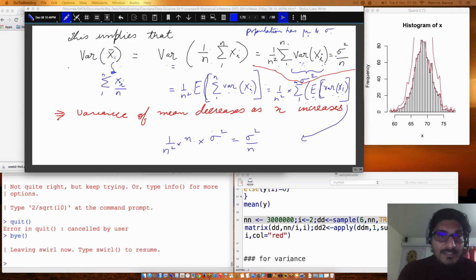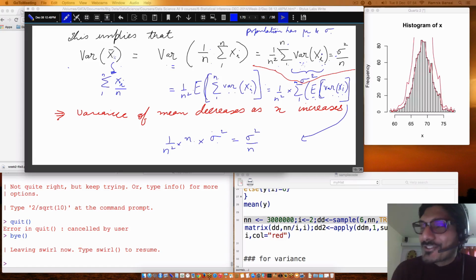What is n? N is my sample size. If my sample size becomes larger, we know this, that if the sample size is larger, and assuming that the samples that are drawn are independent of each other, randomly drawn, that means they will give a more accurate picture of the population. Yes or no? Agree on this? Larger the sample size, more accurate the prediction.